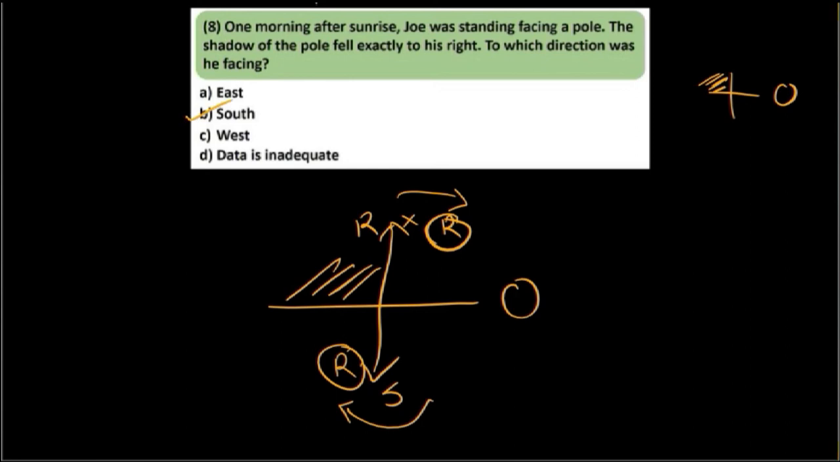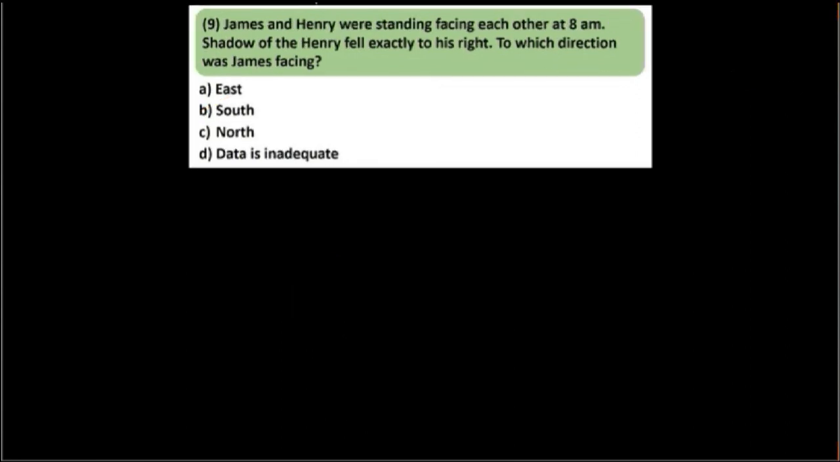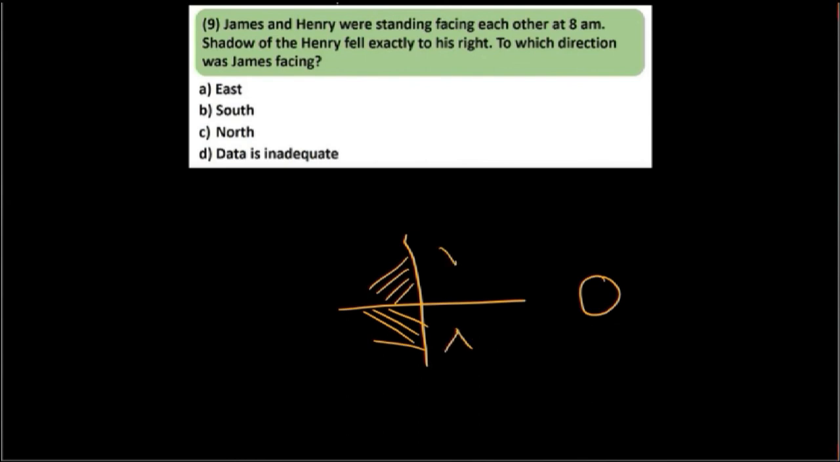Let's move to the next point. James and Henry are standing facing each other at 8 a.m. So they are telling us that two people are facing each other at 8 a.m. That means the sun is here. So definitely the shadow would be falling on this side. Now as per the situation, one person is facing north, that is upwards, and another is facing south, and both are facing each other. Okay, so we have assumed that one person is here who is facing north, the other person is facing south, and both are facing each other.